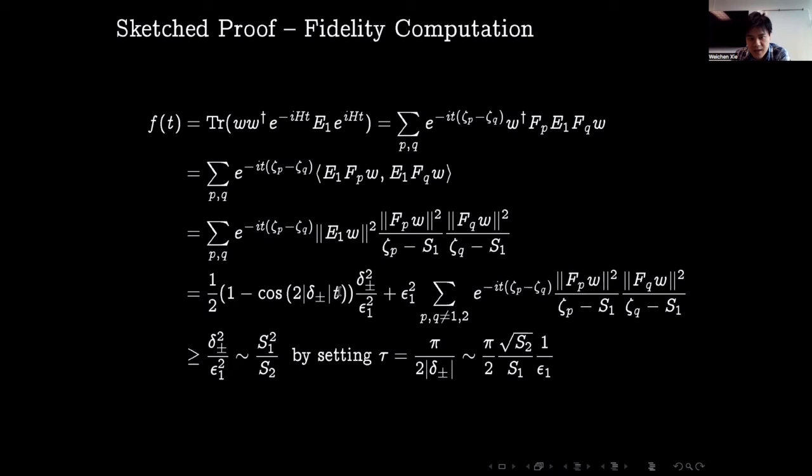And the first term, if we set the time to be pi over 2 delta, so it becomes cosine pi here, then it becomes minus 1. So the 2 and the 1 over 2 cancel, so it becomes delta square over epsilon square. And it's asymptotically the same as S1 square over S2. And the time pi over 2 delta would be asymptotically the same as pi over 2 times square root of S2 over S1 times 1 over epsilon. And now we can see, as long as S1 square over S2 is a constant, then the fidelity would be bigger or equal to a constant, and our time would be a constant multiplied by 1 over epsilon. So we know Gn is S1 covariant.